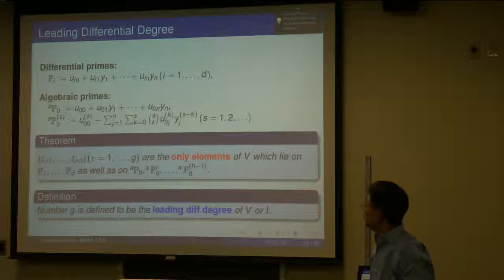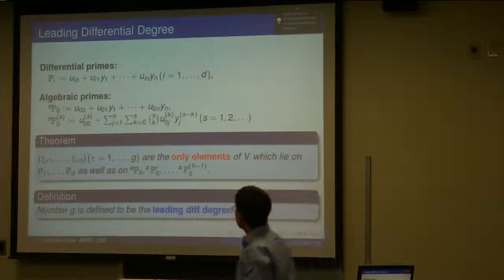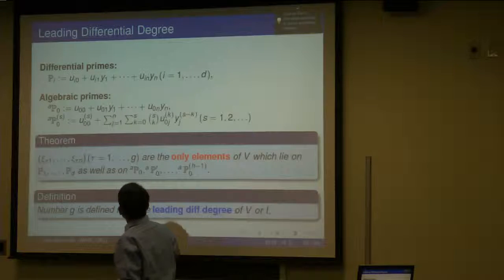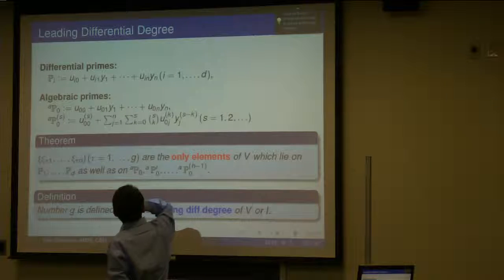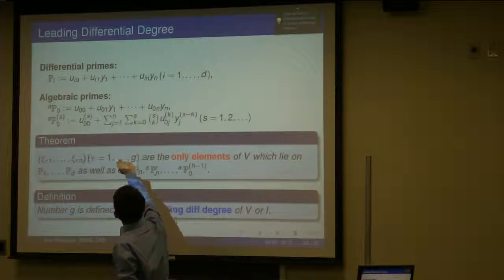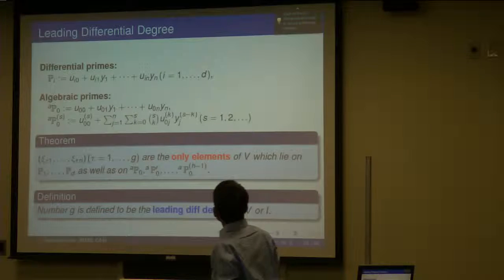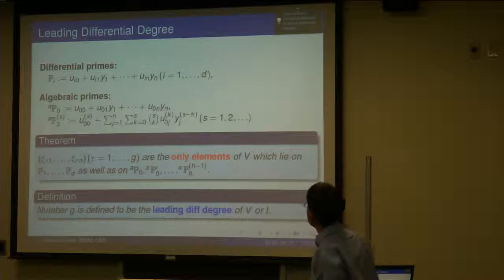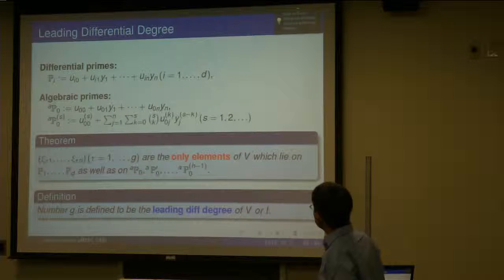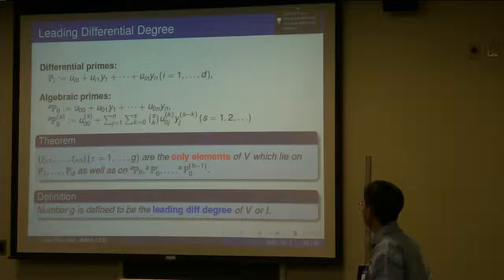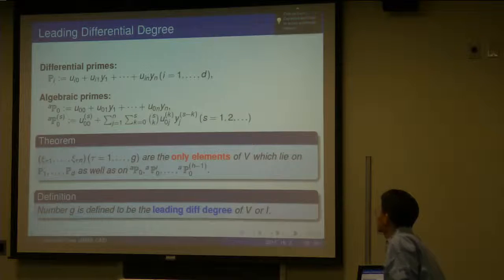Why do you put the binomial coefficient there? You mean here? In the algebraic primes? Second line. Yeah, that's when you do the differentiation n times, the coefficient will appear. Okay, those are the Leibniz rules. Somehow we have a finite number of solutions to a set of differential polynomials. So that somehow is important.